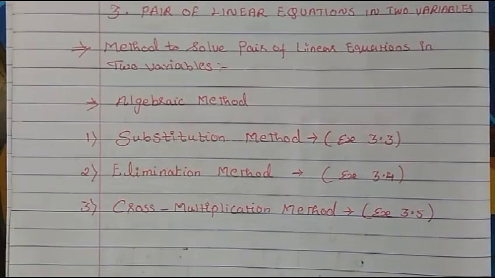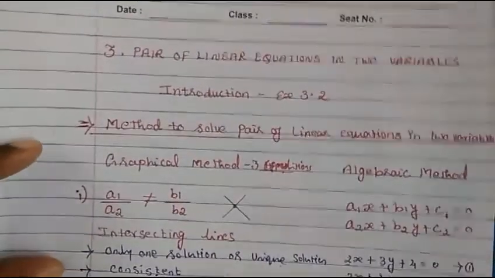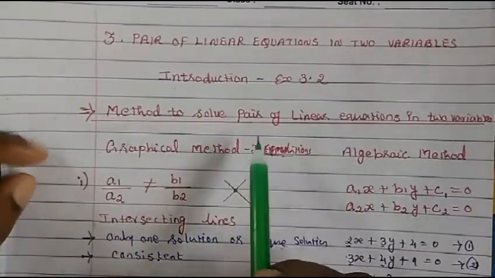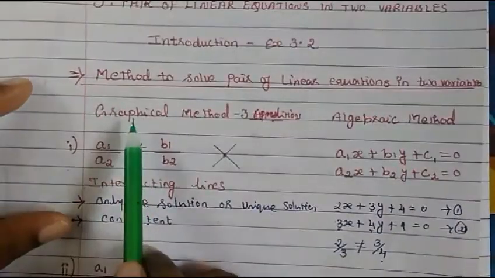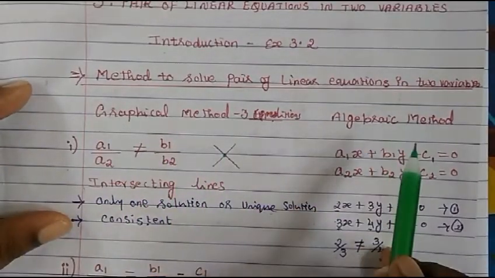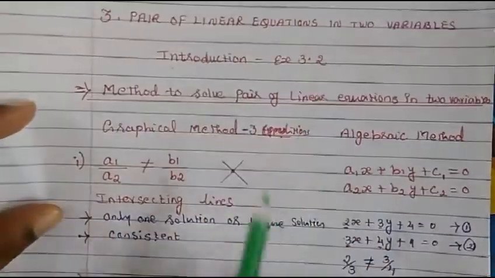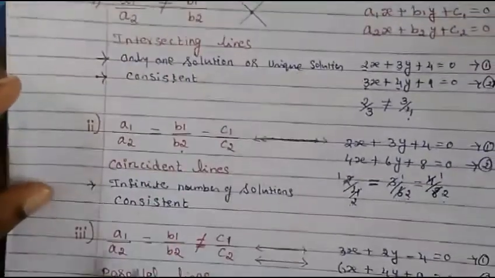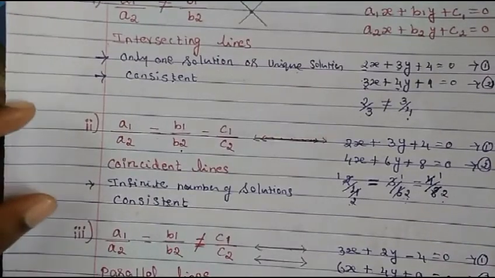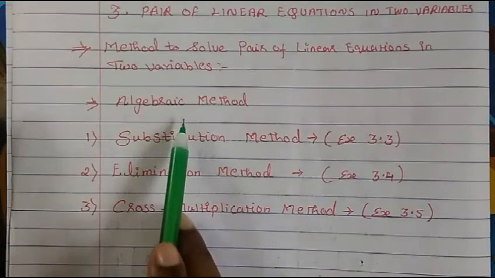When we studied the introduction for exercise 3.2, I said that there are two methods to solve a pair of linear equations in two variables, that is the graphical method and the algebraic method. For introduction 3.2, we studied the graphical method in detail. That's what was explained to you in the introduction. But now here we are going to study the algebraic method.